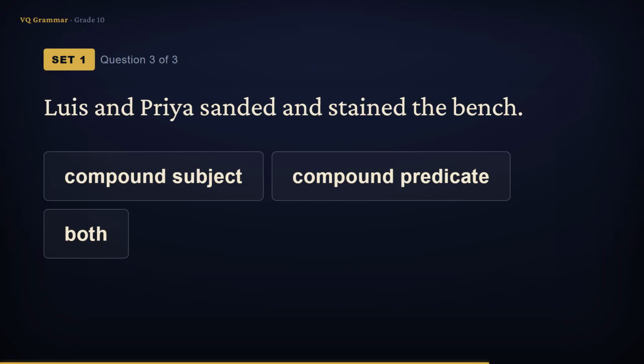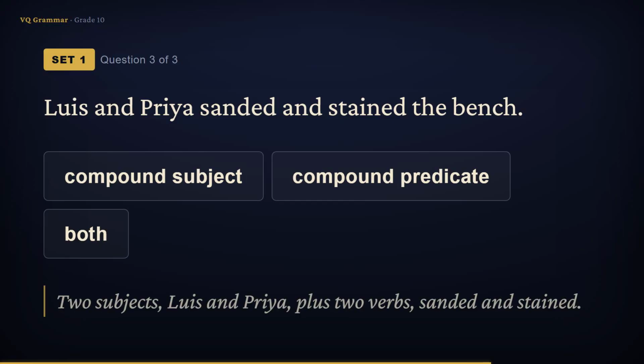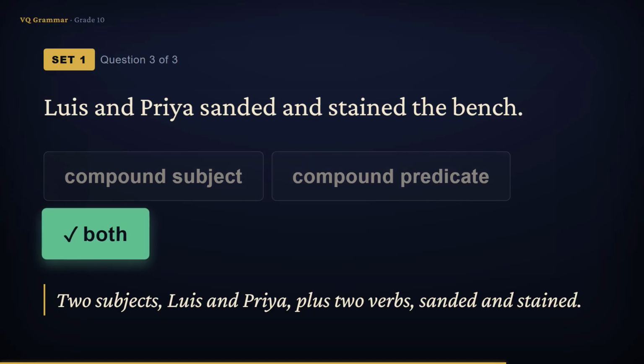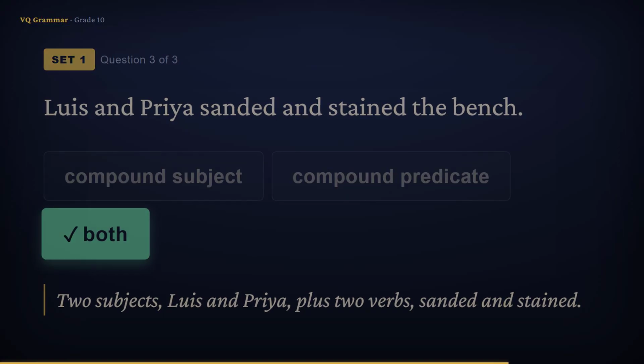Luis and Priya sanded and stained the bench. Check the subject side first. Luis and Priya. That is doubled. Now the predicate side. Sanded and stained. Doubled as well. Both halves have been compounded, so the answer here is both.